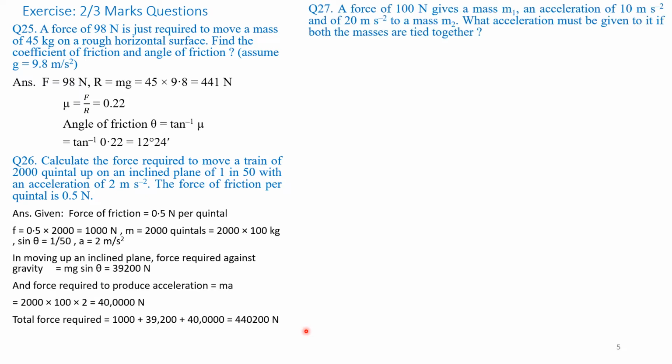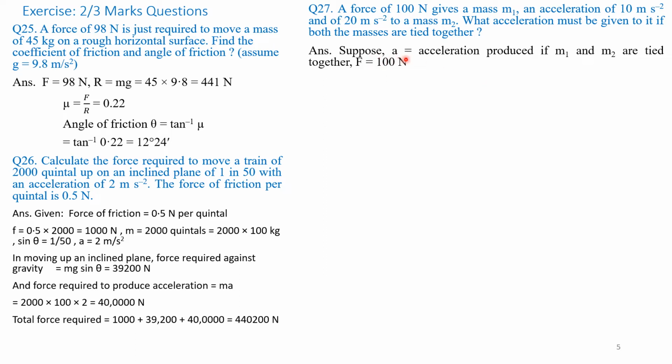Next question. A force of 100 newtons gives a mass m1 an acceleration of 10 meters per second square and 20 meters per second square to a mass of m2. What acceleration must be given to it if both the masses are tied together? There are two separate masses m1 and m2 with different accelerations.